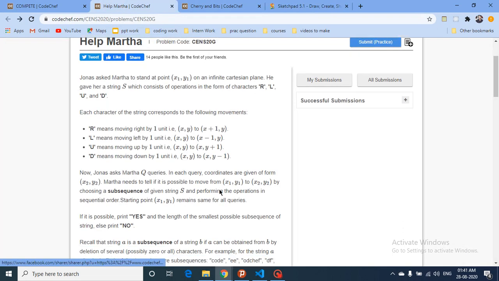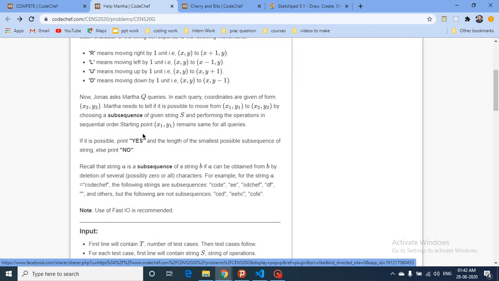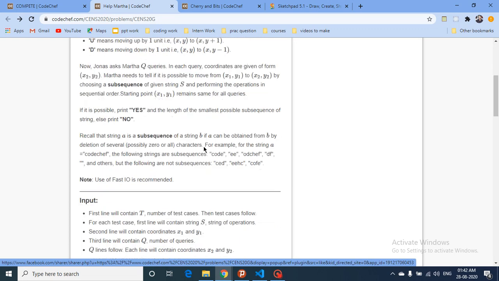Now what you have to do here is, Jonas asked Martha q queries. In each query you are given x1 y1 and x2 y2. So x1 y1 is the starting point and x2 y2 is the ending point, and you have to choose a subsequence, not a subarray, such that by performing the subsequence of S operations you reach x2 y2. So can you choose some subsequence from the given string such that you can reach x2 y2? If you can, print yes and the length of the smallest subsequence, or print no. So that's the question.